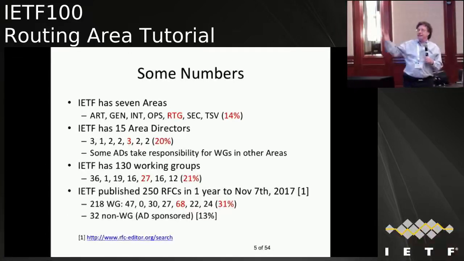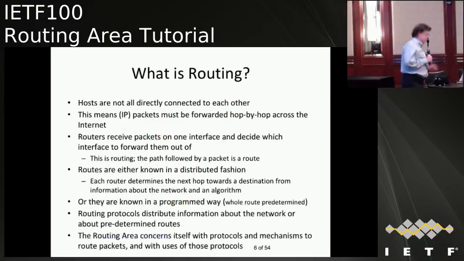So this last year, we published 250 RFCs. We published a lot of documents. And roughly 30% of the working group ones were from the routing area. It's a lot of drafts. We've got a lot of work going on. There are also 32 things that are not working group documents, so that we do, as an IETF, publish things that are not from the working groups. That's important. It helps us progress things that don't quite fit into anything.